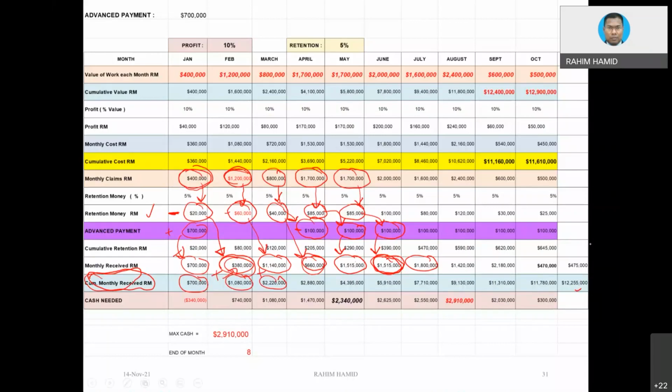Okay, so cash needed. This is the ultimate answer that we are looking for. Remember, cash needed is basically cash out minus cash in. Cash in is the previous month's, not the current month. Cash out is the current month.